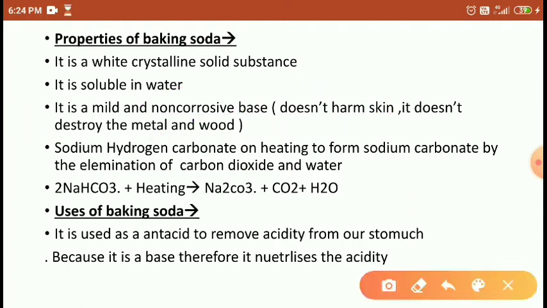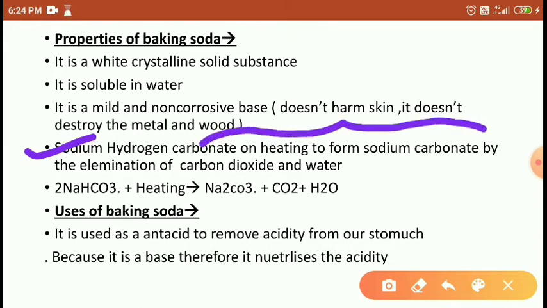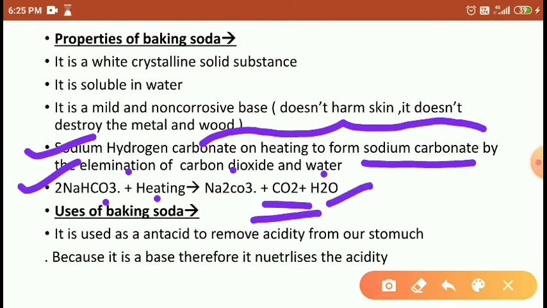Right, students? Okay. Sodium hydrogen carbonate on heating forms sodium carbonate by the elimination of carbon dioxide and water. Let's see the reaction. Sodium hydrogen carbonate, students, we are heating. When we heat it, what happens? Carbon dioxide is eliminated and water is eliminated, and it forms sodium carbonate, right? Sodium hydrogen carbonate turns into sodium carbonate by heating, right, students?